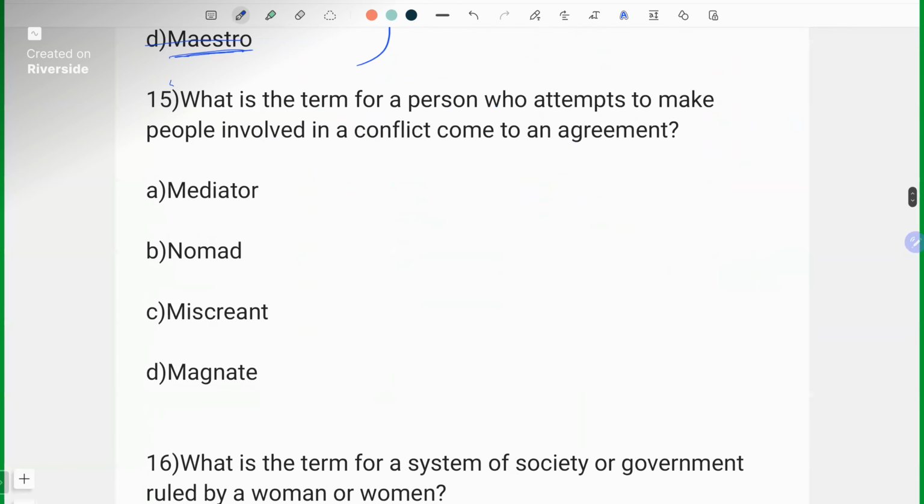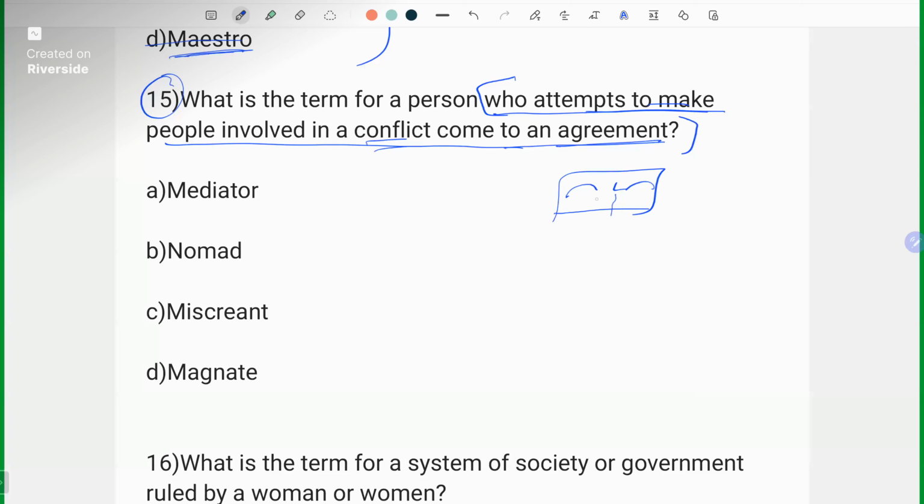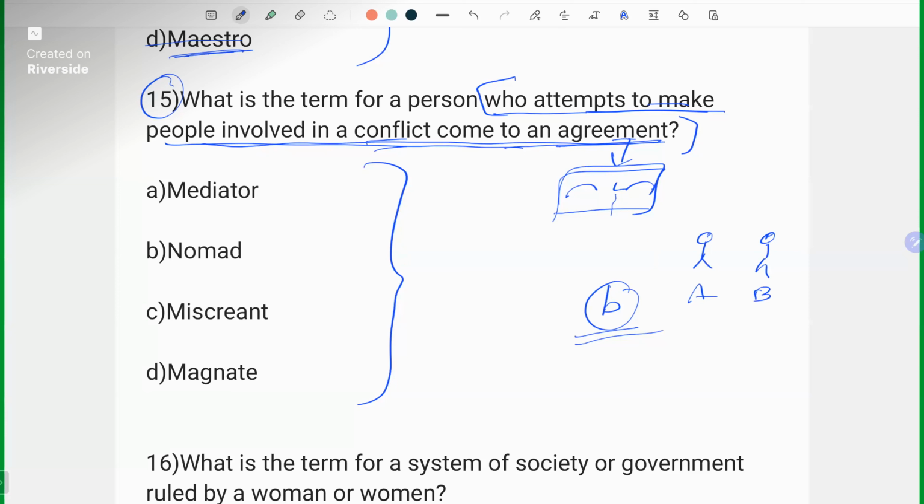Question 15. What is the term for a person who attempts to make people involved in a conflict come to an agreement? Basically understand what it asks. If a long sentence is given, when there is a conflict and someone steps in and brings an agreement, who are they? Simplify it like that, then go to the options. The answer is A. Two people have a conflict, and a third person comes and makes them reach an agreement, solving the issue.